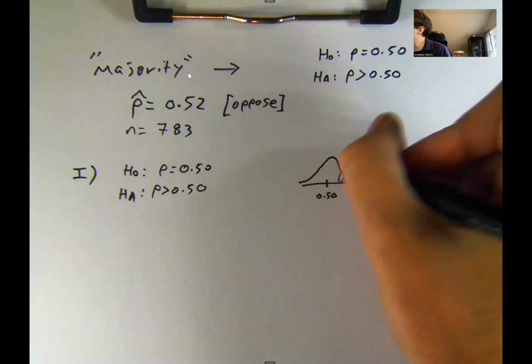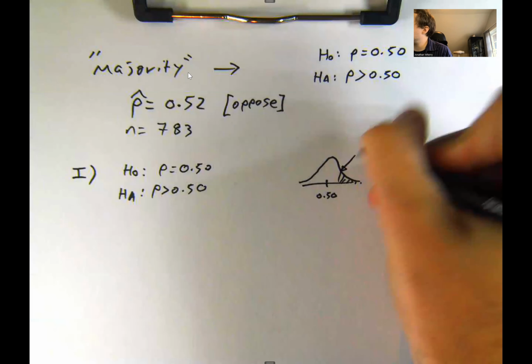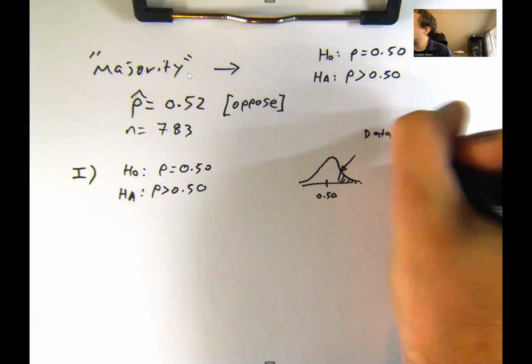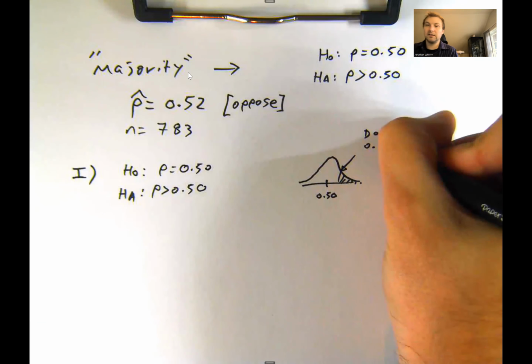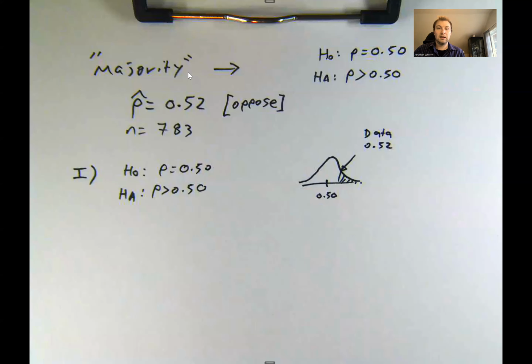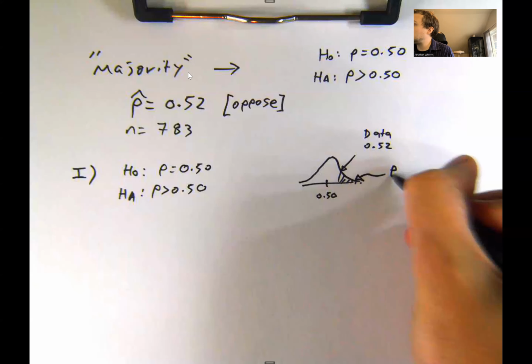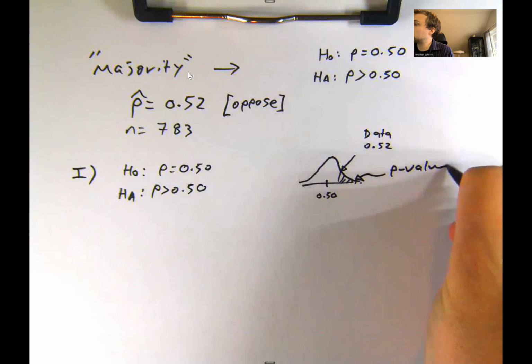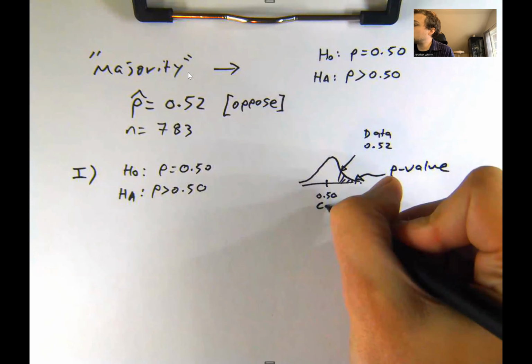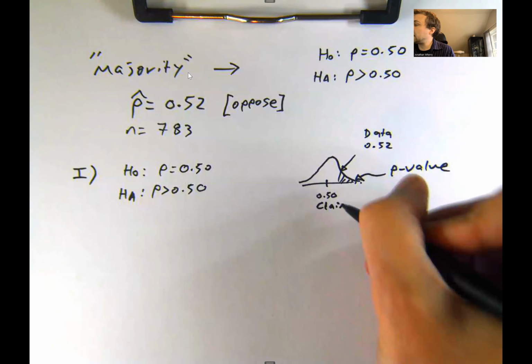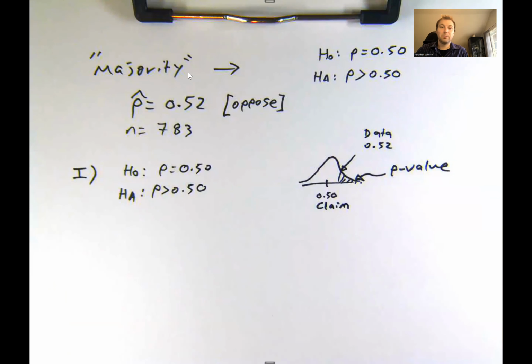The spot where you start to shade is from the data, and our sample success rate for independents was 52%. And the p-value is going to be the size of that shaded-in region. So you're going to have the claim in the center, the data is where you start to shade, and the p-value is the size of that shaded region.